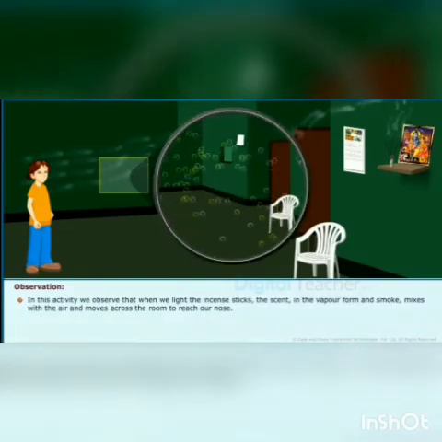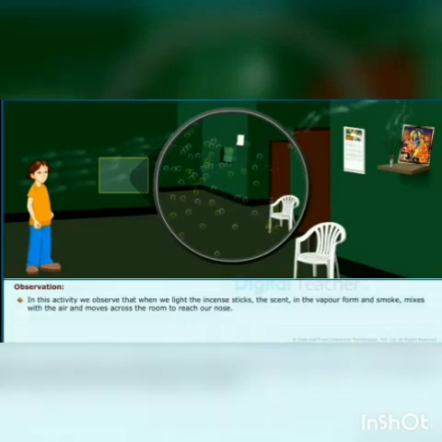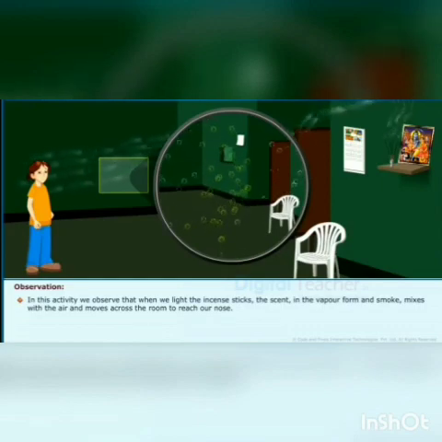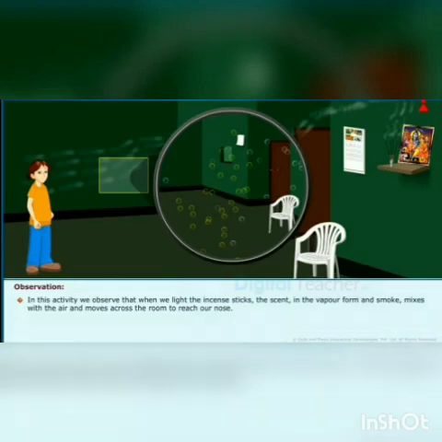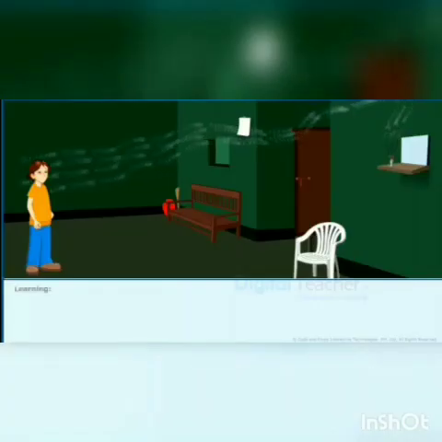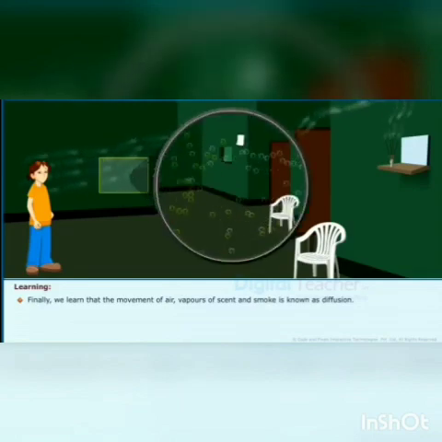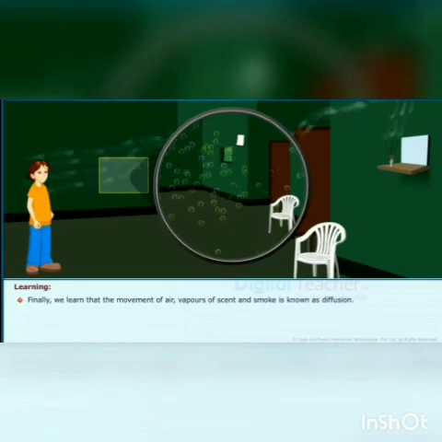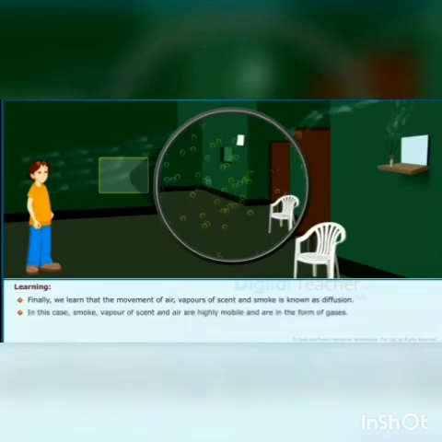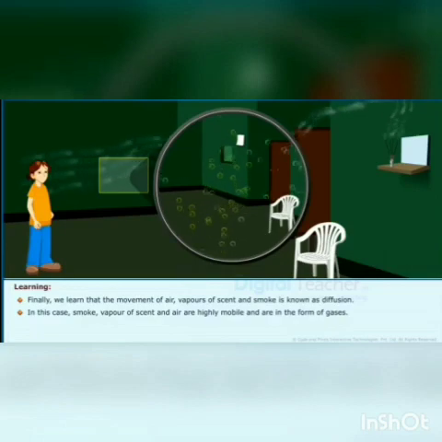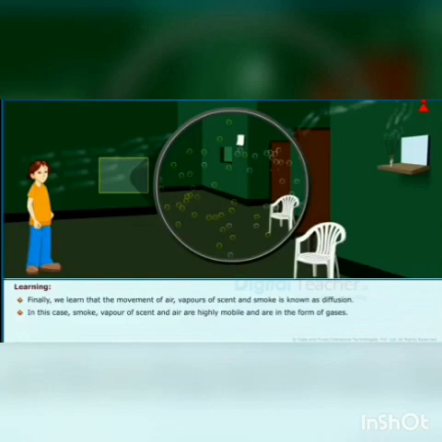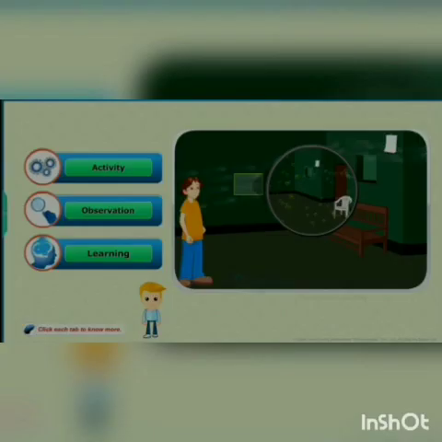In this activity, we observe that when we light the incense sticks, the scent in the vapor form and smoke mixes with the air and moves across the room to reach our nose. Finally, we learned that the movement of air, vapor of scent, and smoke is known as diffusion. In this case, smoke, vapor of scent, and air are highly mobile and are in the form of gases.